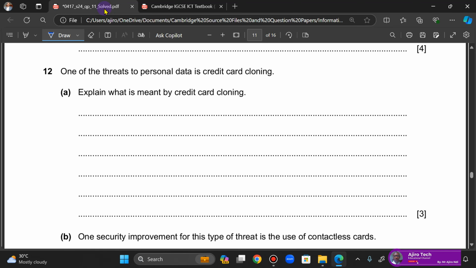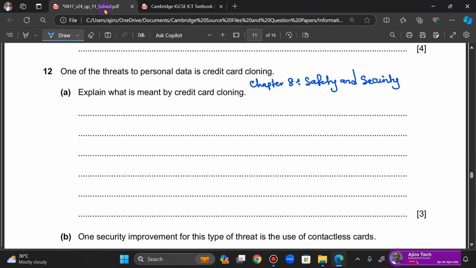One of the threats of personal data is credit card cloning. You see this in chapter 8, safety and security. Explain what is meant by credit card cloning. And I'll tell you what it means.